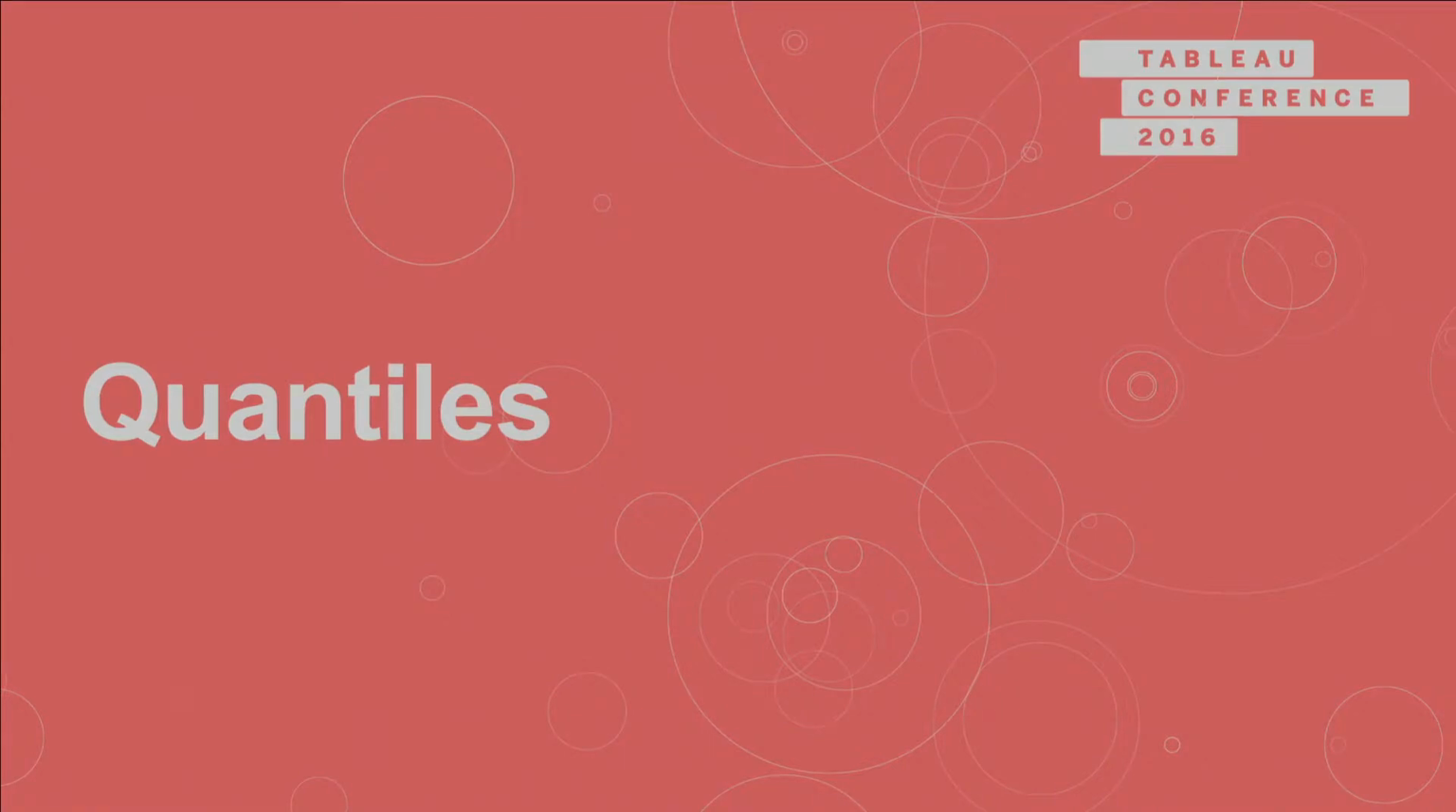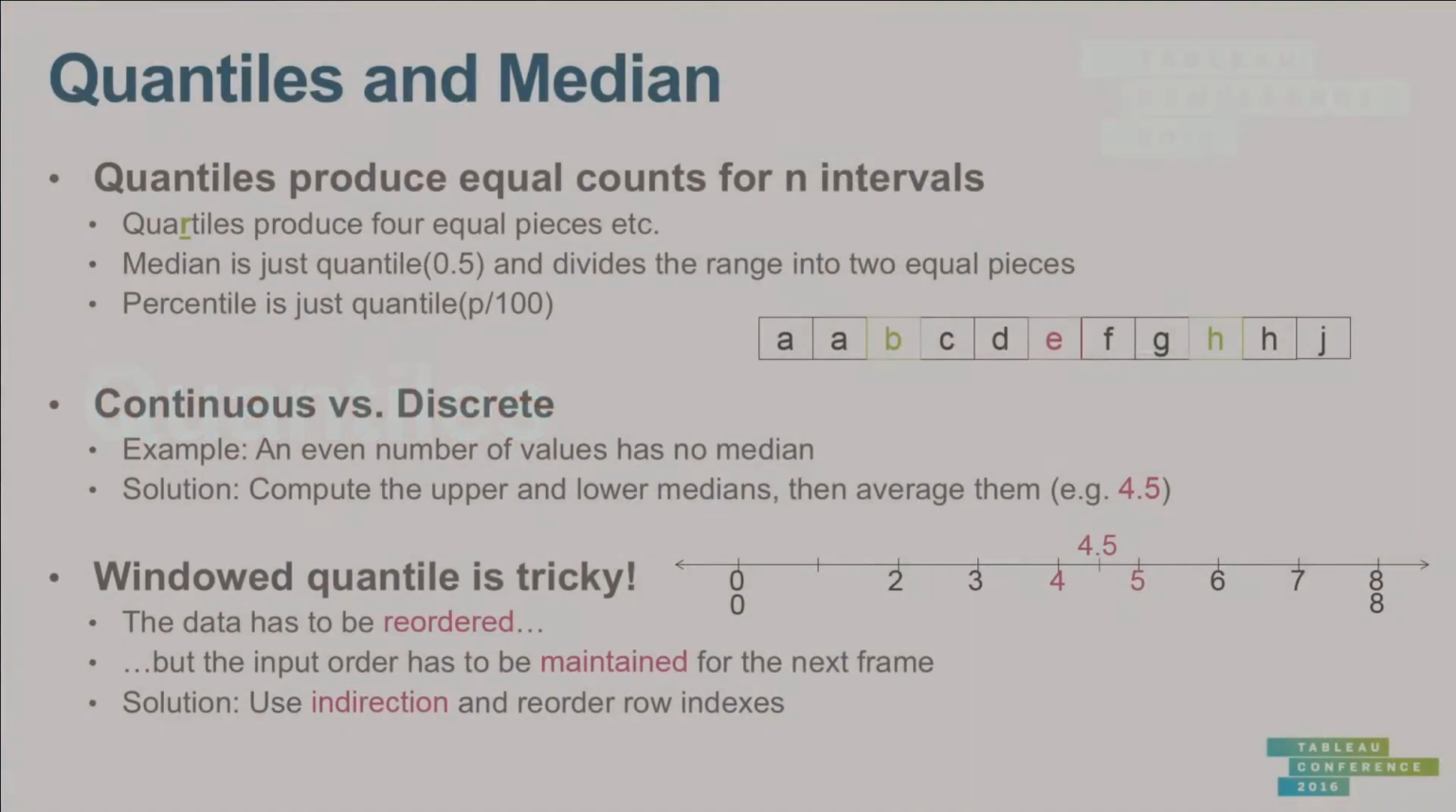So that's count distinct and mode. The other family of functions are the quantiles. First, a brief review of what these mean. A quantile divides a sorted domain into equal pieces. So a quartile would produce 4 equal pieces, and so on. A median is just a quantile at the 0.5 position. It divides the range into 2 equal pieces. And percentiles are just quantiles of the percentage divided by 100.